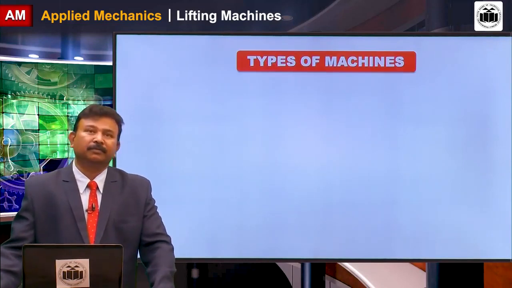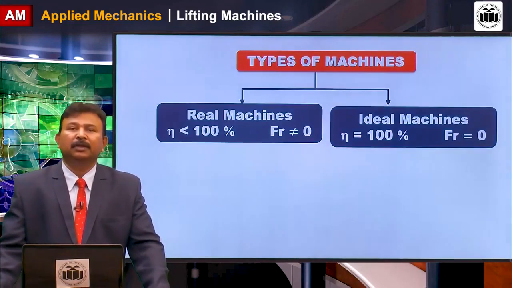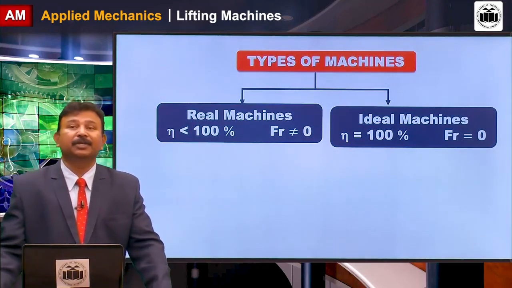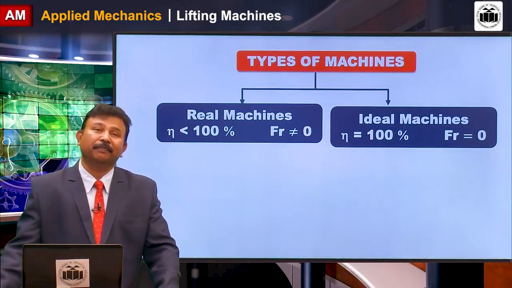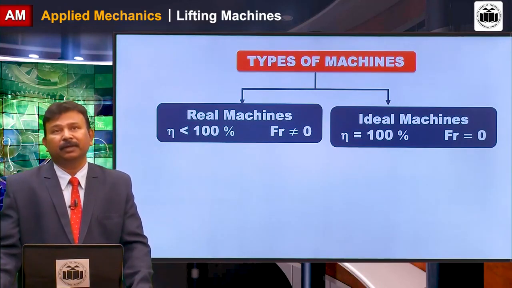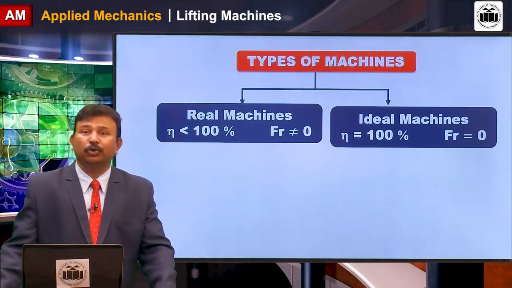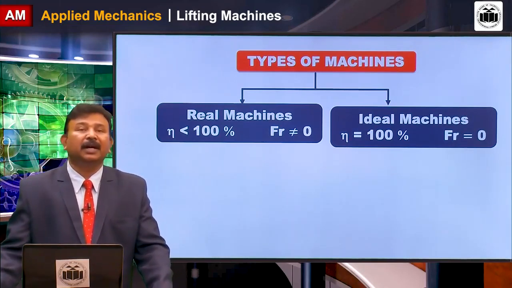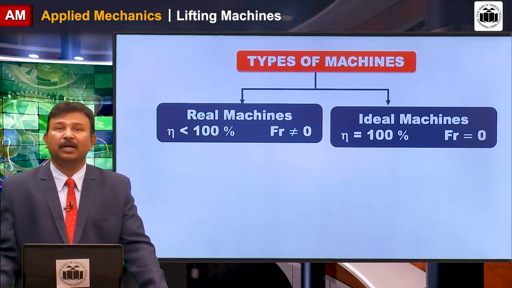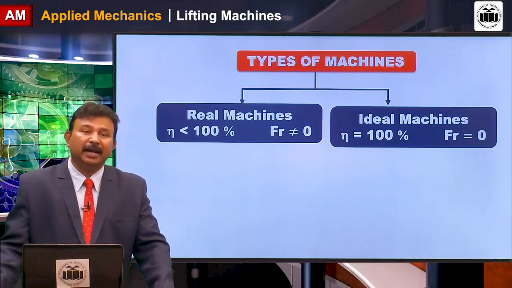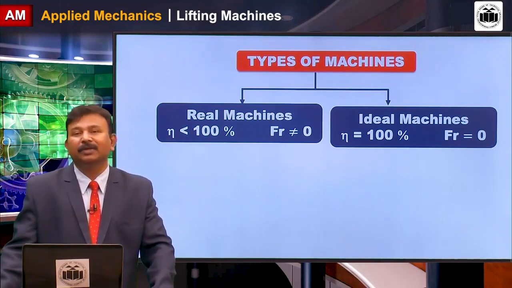Types of machines. Machines are broadly classified as real machines and ideal machines. Now, as we learned about efficiency, efficiency varies from 0% to 100%. A machine which has 100% efficiency is called an ideal machine, and in an ideal machine friction is 0. An ideal machine never exists in the universe.